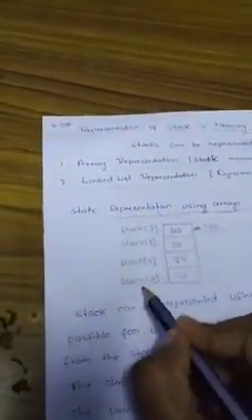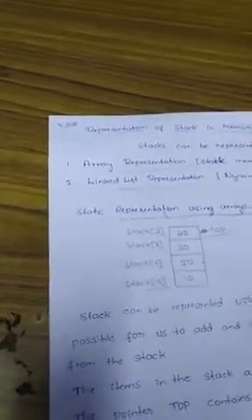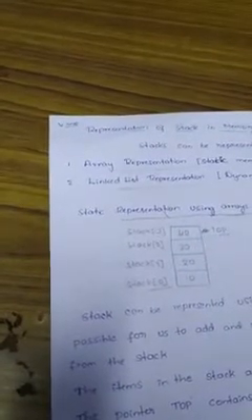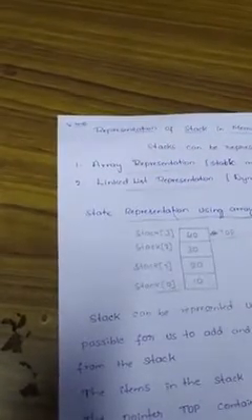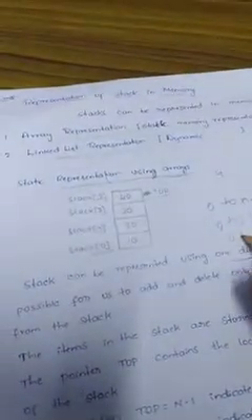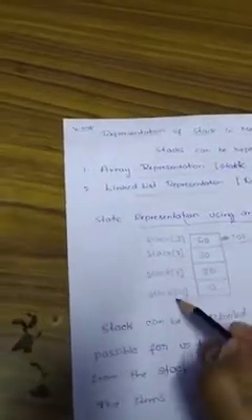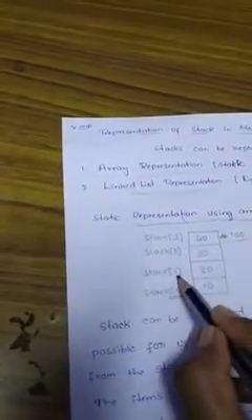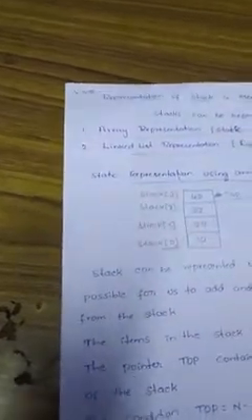Here the positions are 0, 1, 2, 3, because an array ranges from 0 to n minus 1. So here we have 4 elements, that is 0 to 4 minus 1, that is 0 to 3. That represents the position of the elements: stack of 0, stack of 1, stack of 2, stack of 3. So we can add and remove the elements.